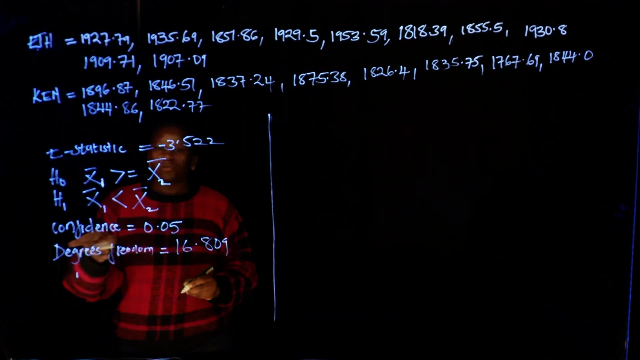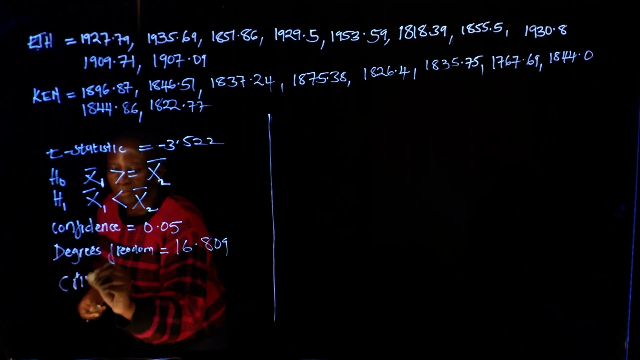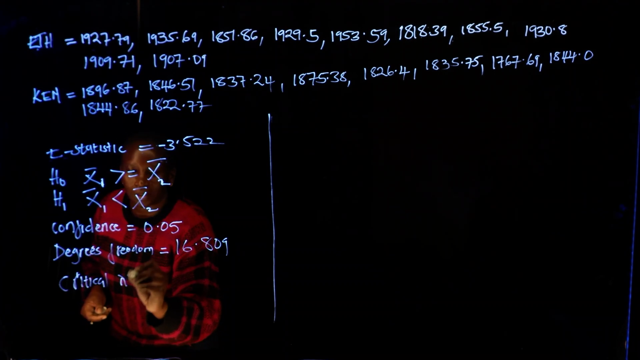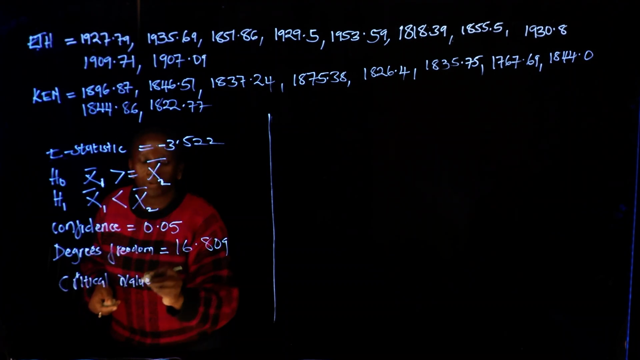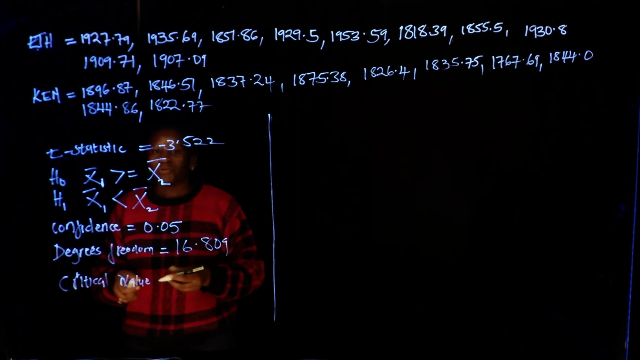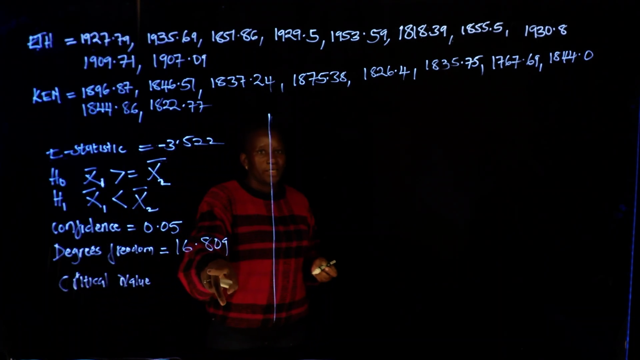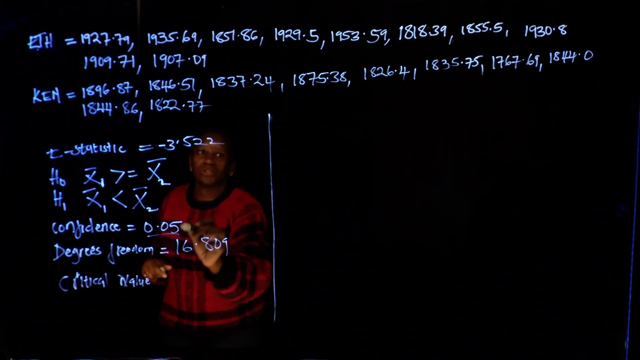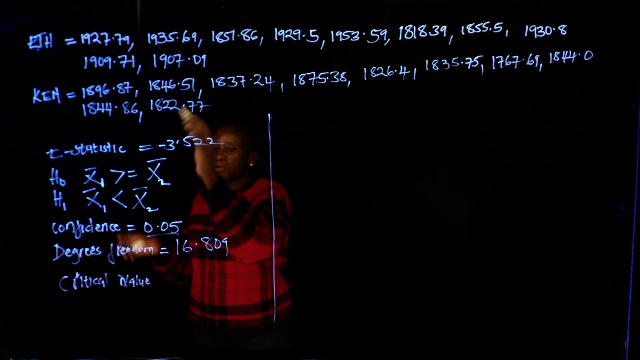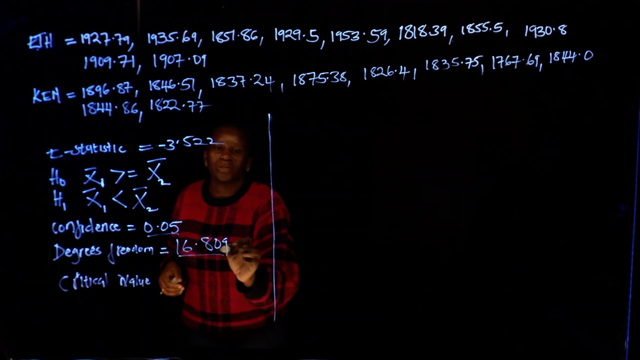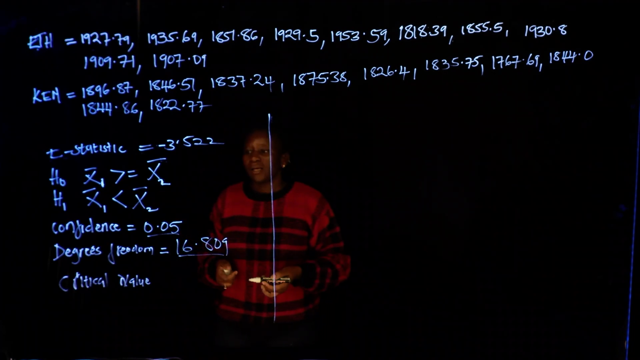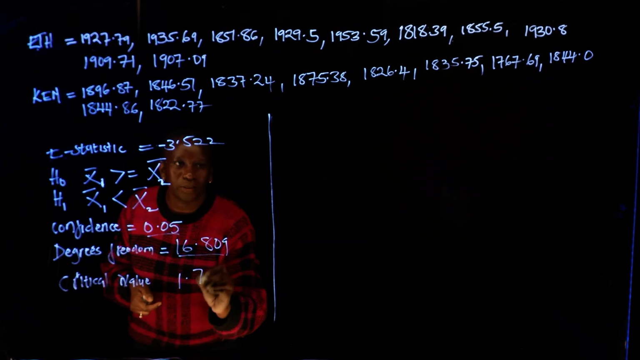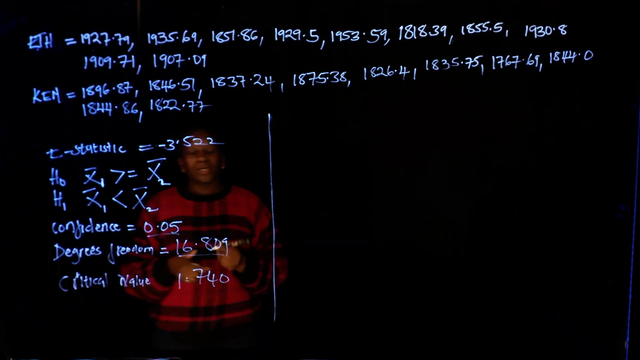So we want to look at our critical value, which will determine when we reject the null hypothesis. So for the critical value, we look this up on the t-table using our confidence level and the degrees of freedom. So in the t-table, you look up where your confidence level of 0.05 is, and then you look at the side where the 16.89 falls between. So when you look that up, you will get a value of 1.740 being your critical value.